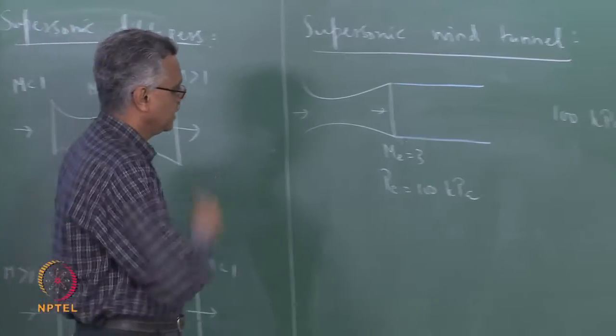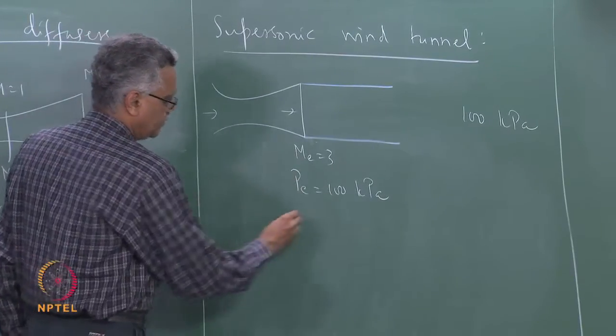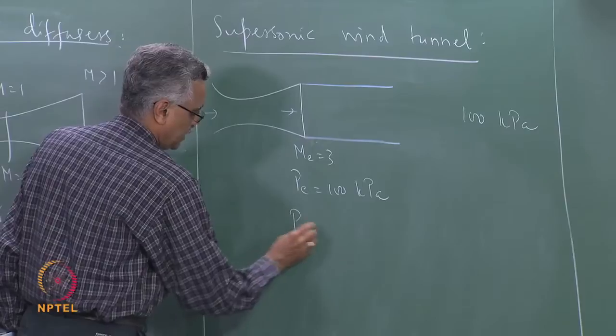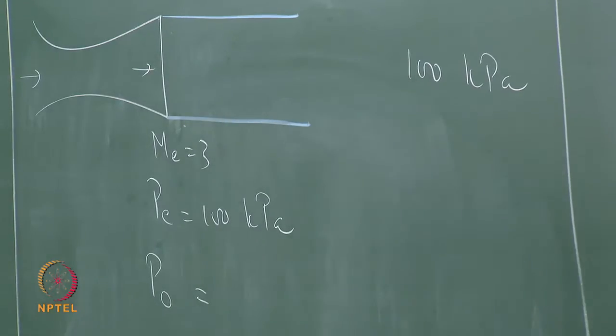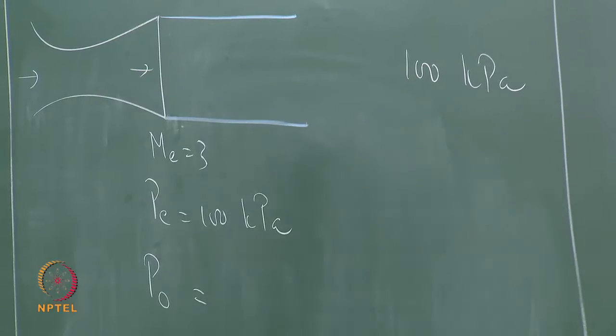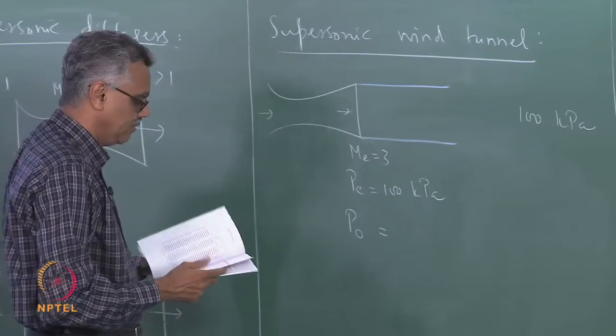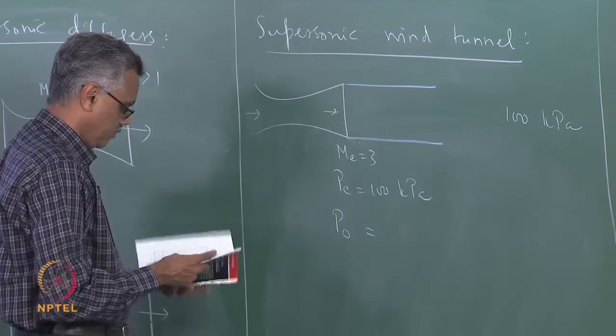Right. So, if it is correctly expanded and M_E is 3, if you go to your tables, I can get my P0 value for this case. What is it going to be? Let us go to the isentropic table, and if you go to the isentropic table, you get the value for Mach number 3.